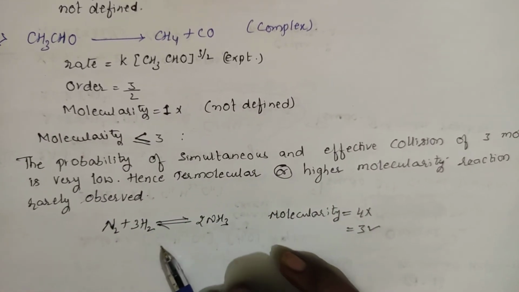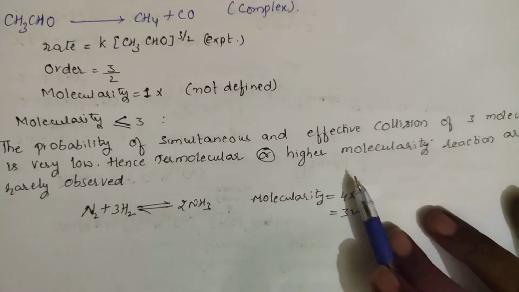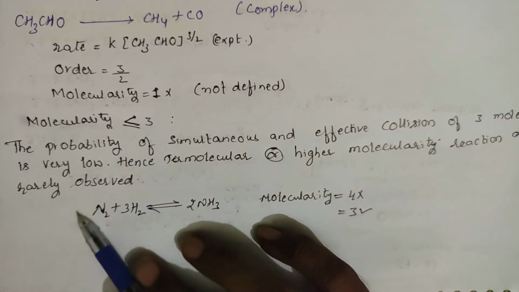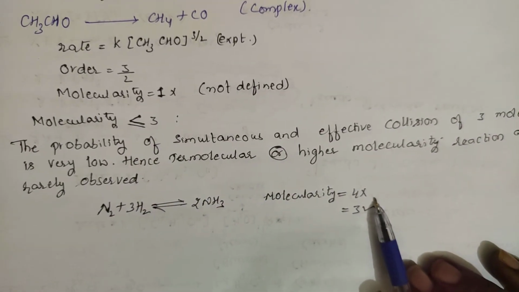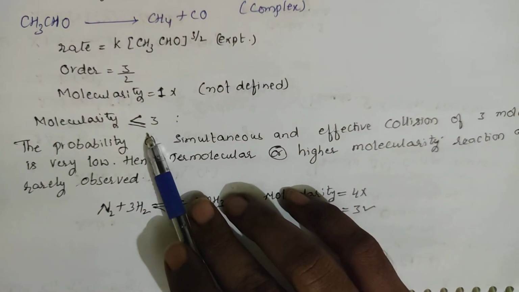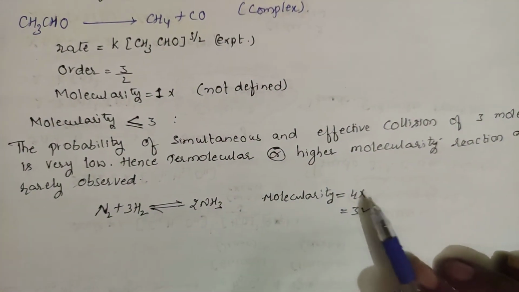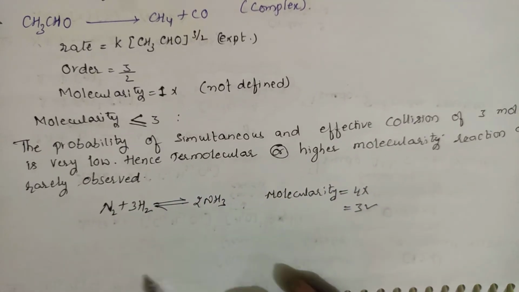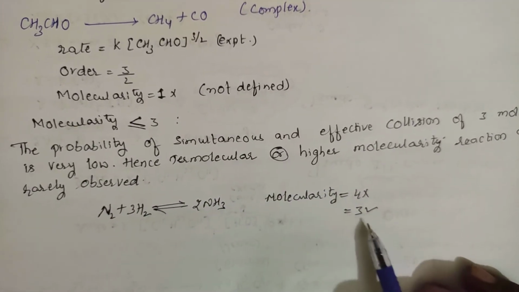Suppose I take N2 plus 3H2 in equilibrium with 2NH3. Molecularity, if you see here, it is 3, here 1, so it is 4. Can you say like that? Already I have mentioned, molecularity cannot be greater than 3. So 4 is the wrong answer. So there is some mechanism in this. So generally the molecularity is 3.